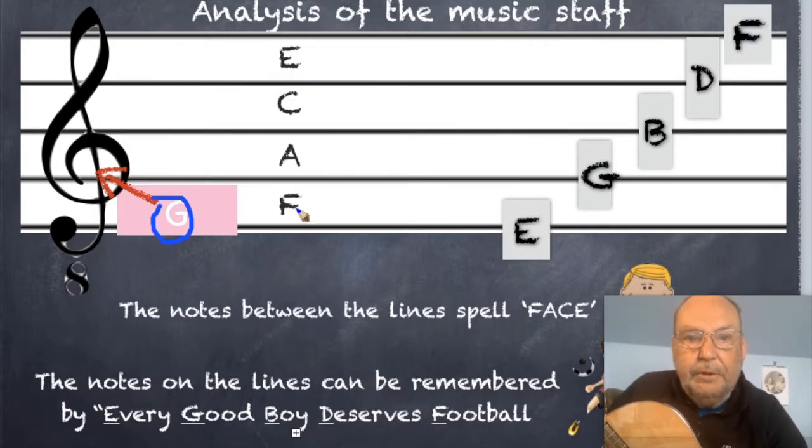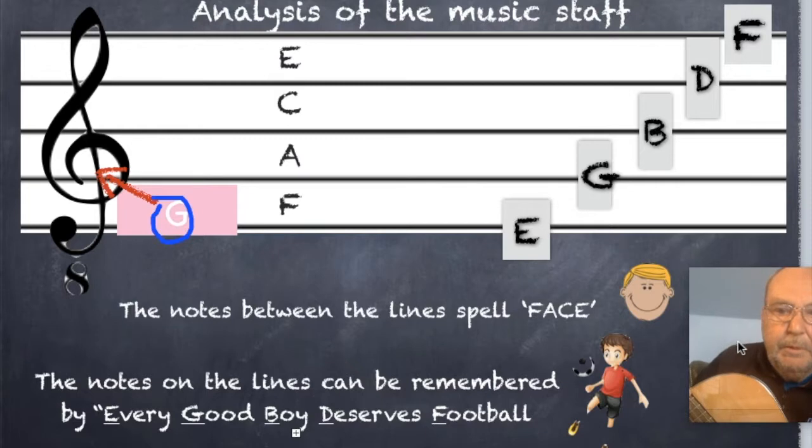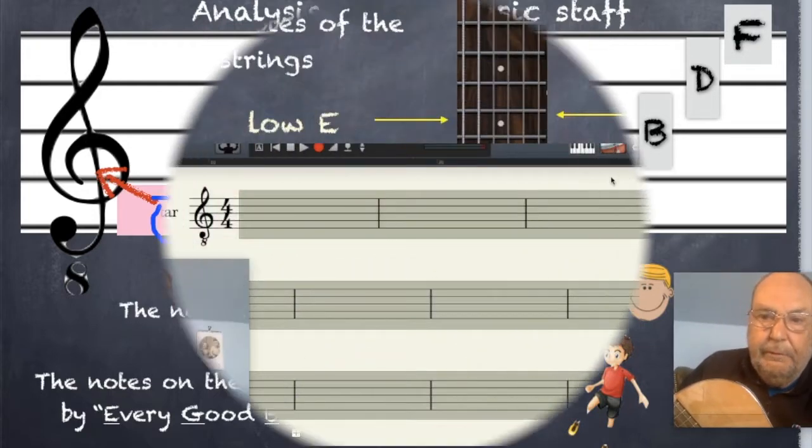So the notes between the lines are F, A, C and E, face, and the notes on the lines are E, G, B, D and F. So you can remember the notes by face, or every good boy deserves favour, or football, or anything else you can think of that begins with F.